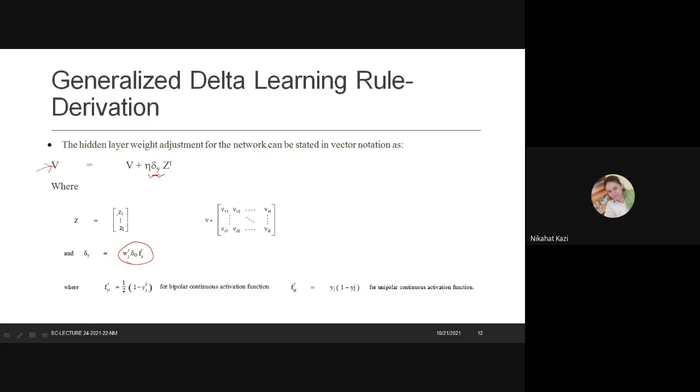And F dash Y, we know if we are going to use the activation functions that we have, either bipolar or unipolar. If you're using bipolar, just substitute it as half times 1 minus y square. If you're using unipolar, it will be y into 1 minus y. Remember, it is y because the output of the hidden layer is y. So far, we were looking at O every time because O was the output of the output layer. So y is the output of the hidden layer. So it is half times 1 minus y square if you're using bipolar continuous, and y into 1 minus y if you're using unipolar continuous.